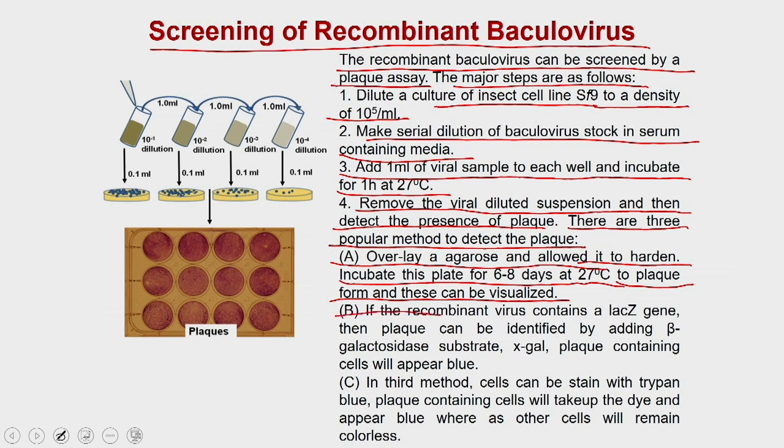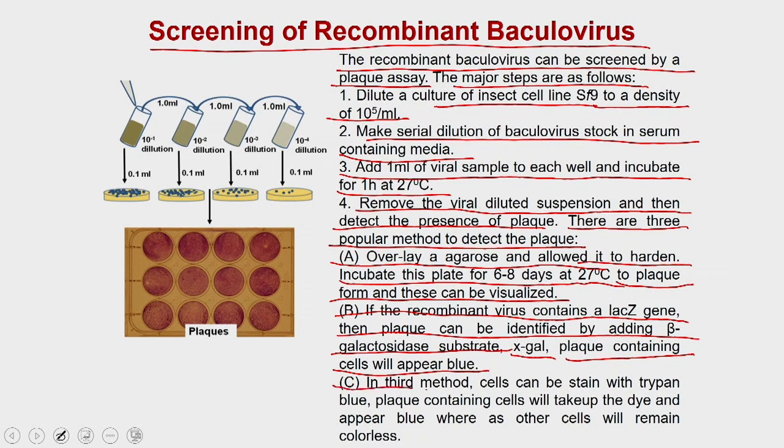Number 2, if the recombinant virus contains a lacZ gene, for example, then the plaque can be identified by simply adding the beta-galactosidase substrate such as X-gal, and X-gal is going to give you the blue color. So the plaque-containing cells will appear blue.